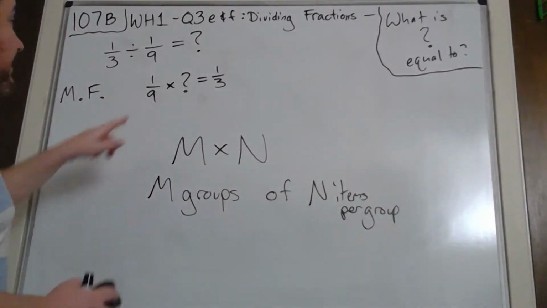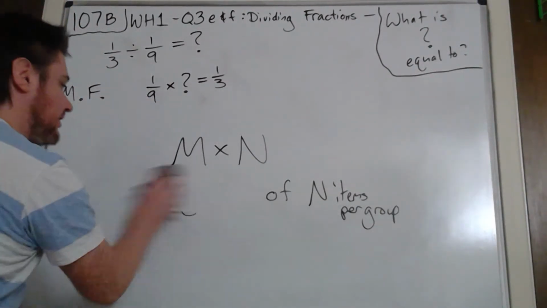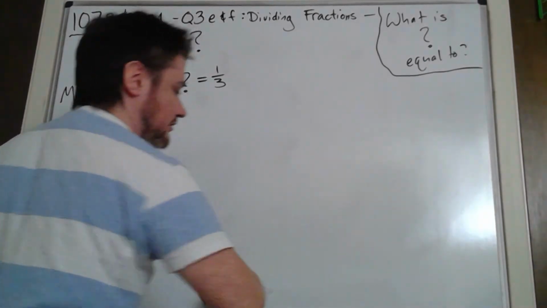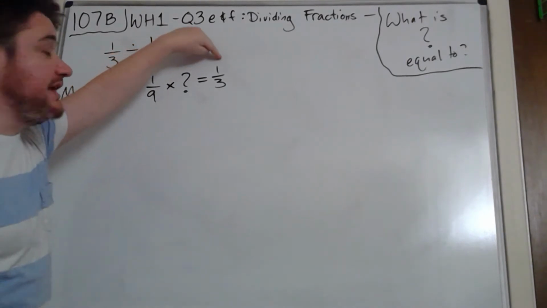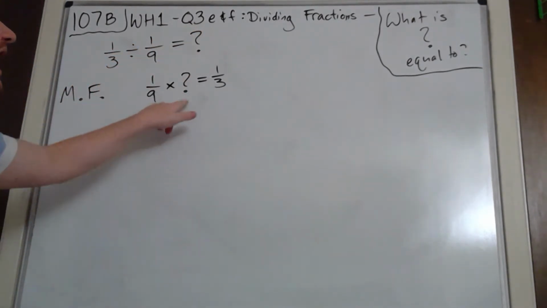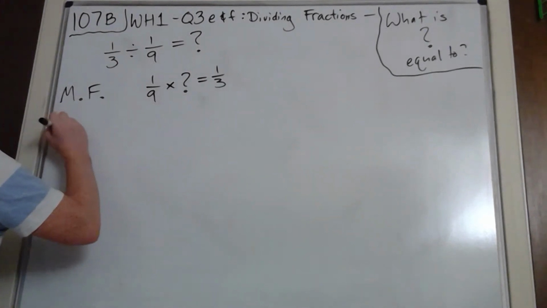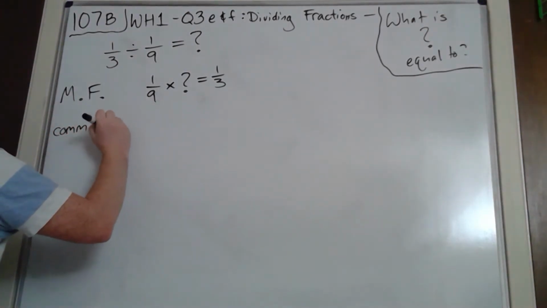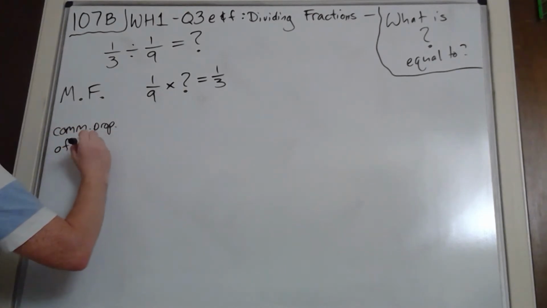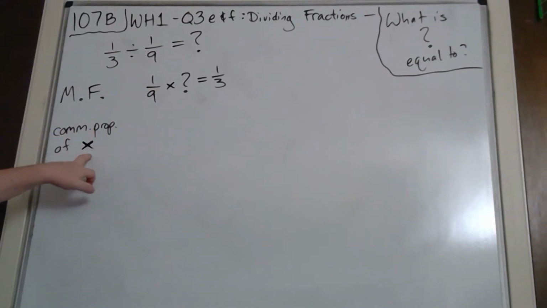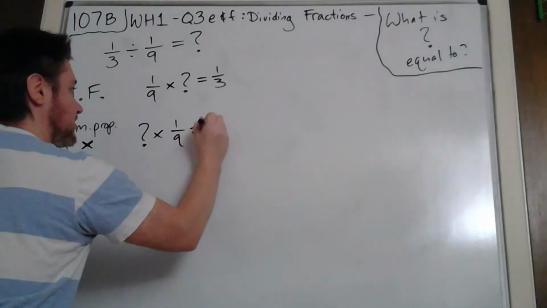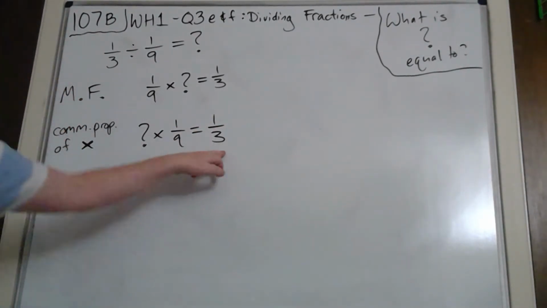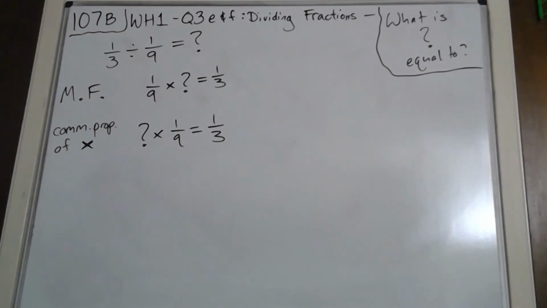All right, so here I've got 1/9 times question mark. That means 1/9 of some unknown quantity is 1/3. All right. I'm going to take advantage of my commutative property of multiplication, use x for multiplication. So the commutative property of multiplication is going to justify why I am allowed to switch that around. Okay, so I'm allowed to do that.